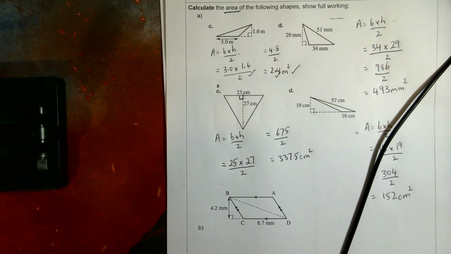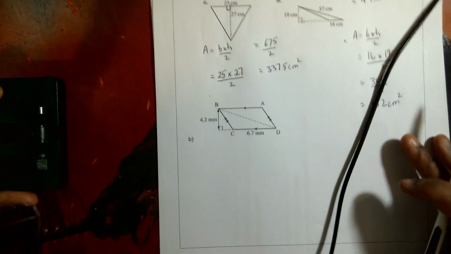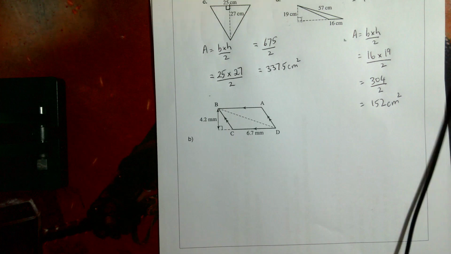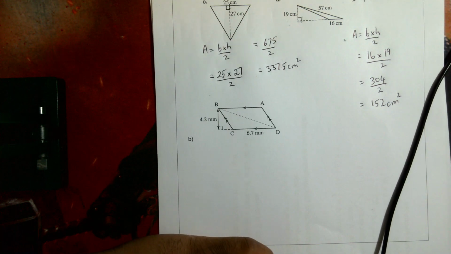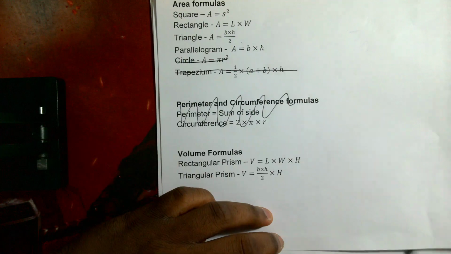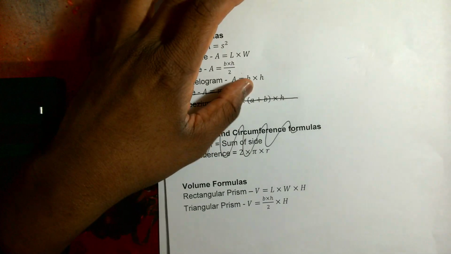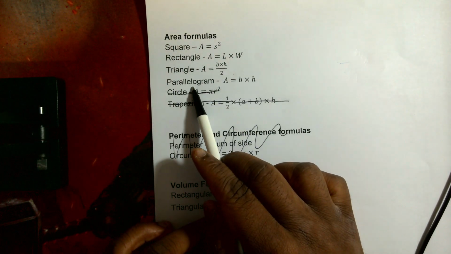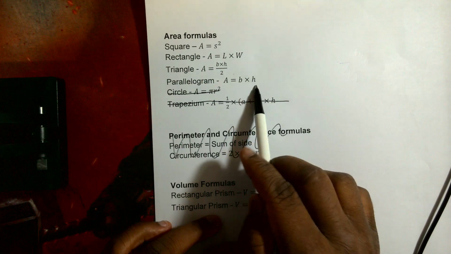Our next one, our next shape is a parallelogram. Again, if you don't know the area formula for a parallelogram off the top of your head, come back to your formula sheet. It tells you that for a parallelogram, A equals base times height.